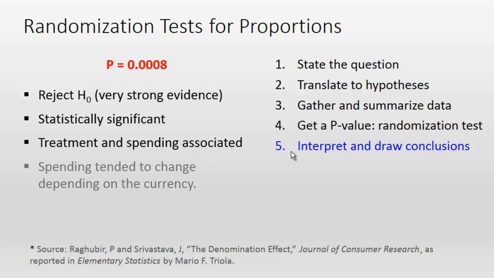And finally, we want to say something in plain language that relates back to the question. What we might say is that in this experiment, the spending did tend to change depending on whether the individuals were given quarters or dollars. They seemed much more likely to spend the money if they were given quarters than if they had dollars. That's all for now.